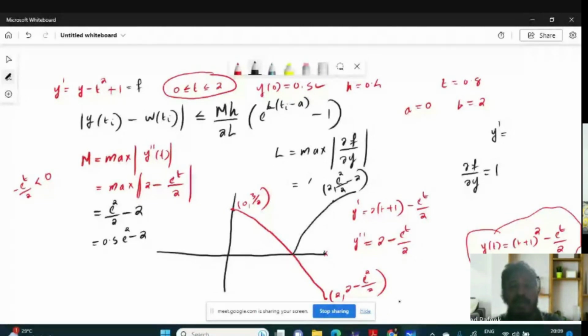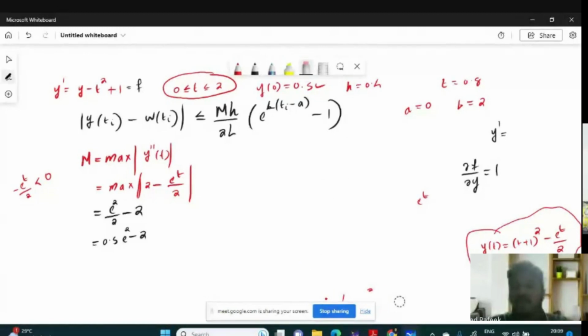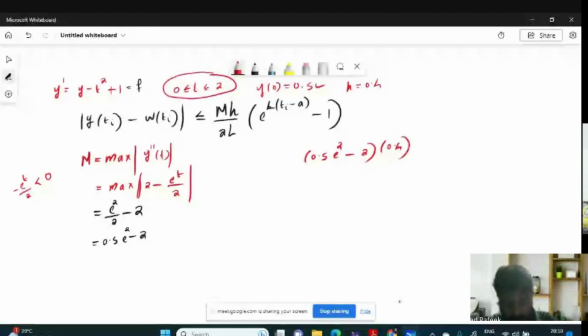You find all the needed values. Now use the equation and find the error bound. Error bound is M h by 2L. M is 0.5 e square minus 2. h equal to 0.4, is clear. Divided by 2L. L is the Lipschitz constant, which is 1.